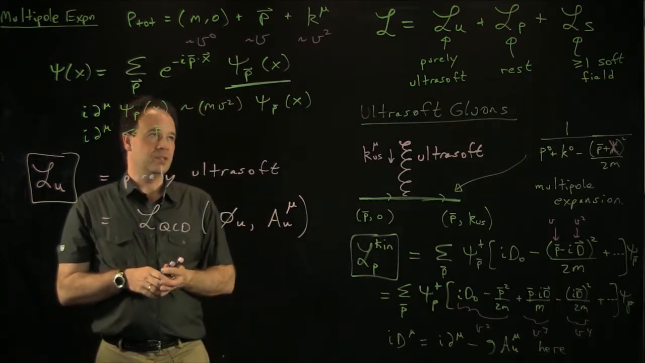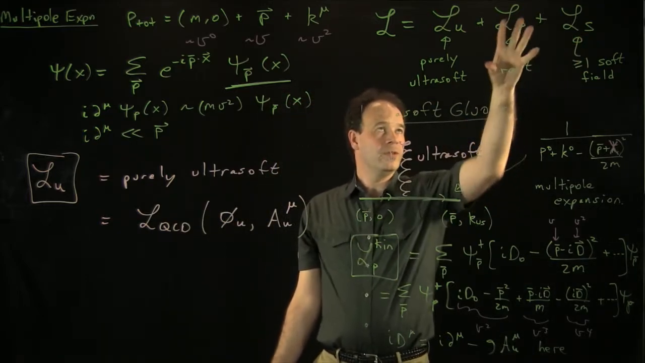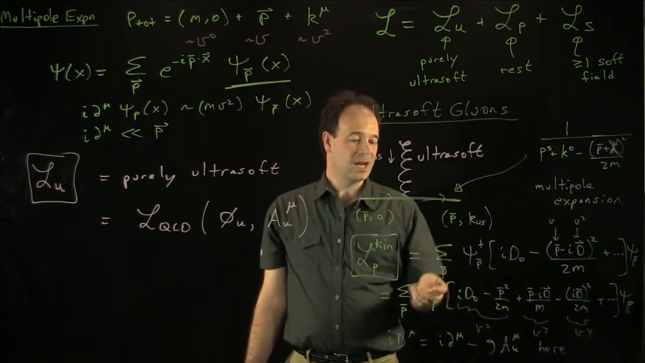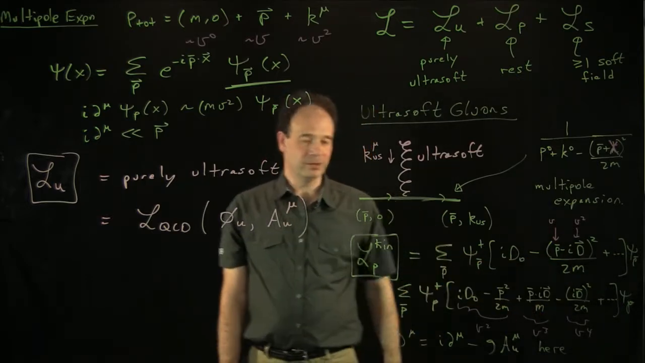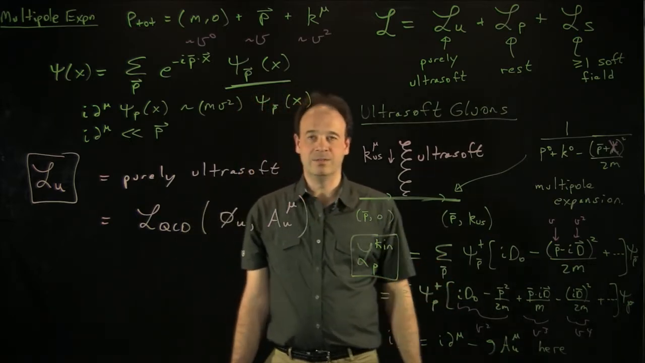OK, so that's the different pieces. We've talked about the LU, which is simple. The LS was what we started with, and there were these different pieces contributing in the LP, the potential, as well as these interactions between the potential fields and the ultrasoft gluons. And that gives you the full Lagrangian for the NRQCD field theory.